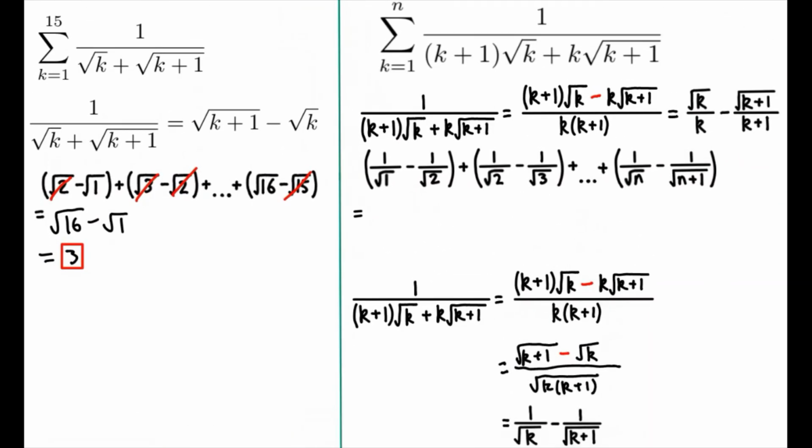Now let's put this into the sum. It's equal to 1 divided by square root 1 minus 1 divided by square root 2, plus 1 divided by square root 2 minus 1 divided by square root 3, all the way to 1 divided by square root n minus 1 divided by square root of n+1. Cancel everything in between, and we're left with 1 minus 1 divided by square root of n+1. And there you go, that's our answer to our last example.